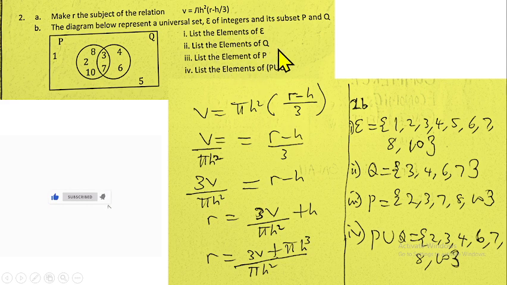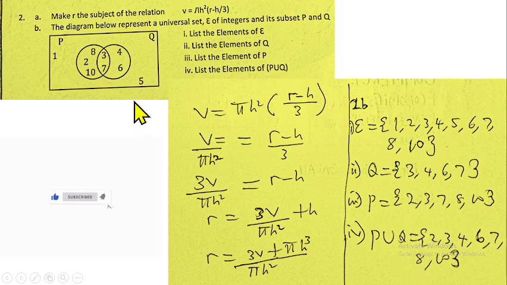Then list the elements of set Q. You want to know the elements in Q, so look at the circle of Q. That means you have 3, 4, 6, 7. Then list the elements of P. You want to know the elements of set P as well. Look at the circle for P. You have 2, 3, 7, 8, then 10.